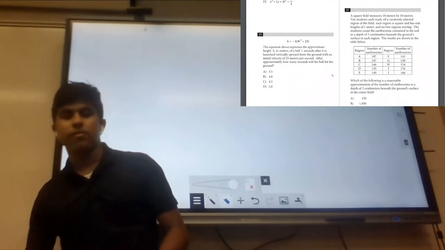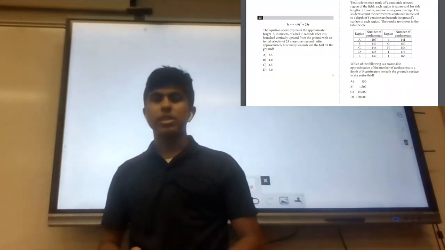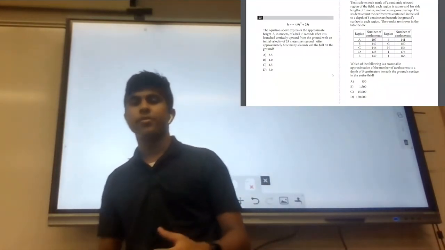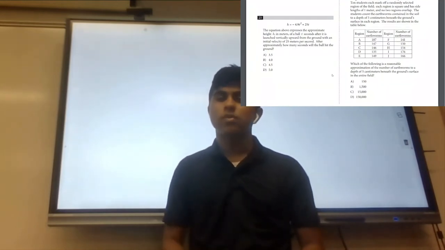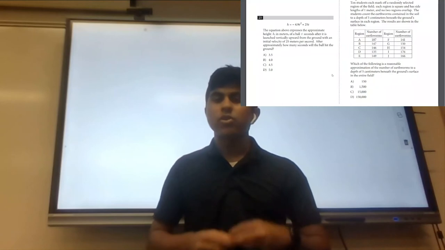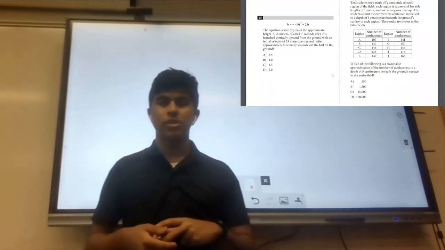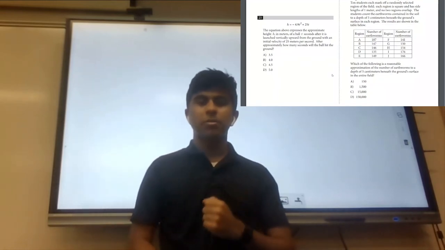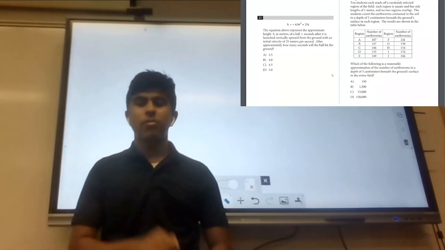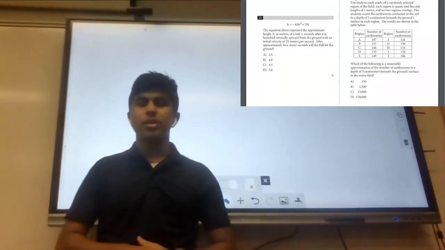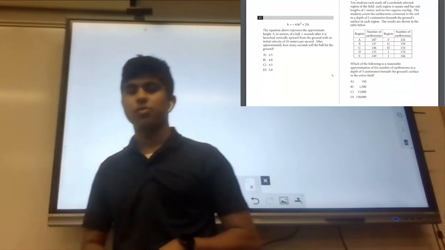Alright, so 27. A square field measures 10 meters by 10 meters. 10 students each mark off a randomly selected region of the field. Each region is square and has side lengths of 1 meter, and no two regions overlap. The students count the number of earthworms contained in the soil to a depth of 5 centimeters below the ground surface in each region. This is also shown in the table below. Which of the following is a reasonable estimation of the number of earthworms to a depth of 5 centimeters beneath the ground surface in the entire field?